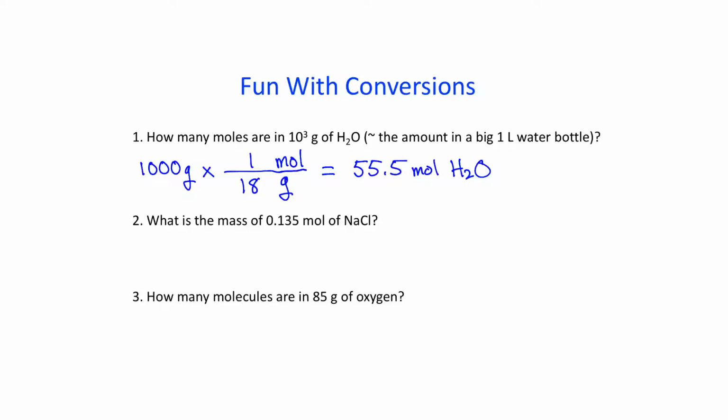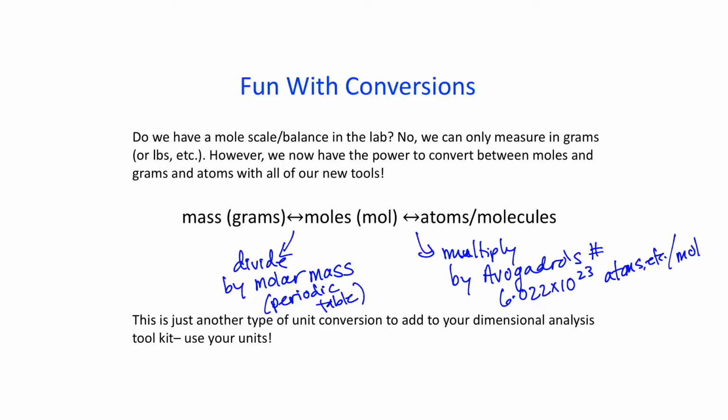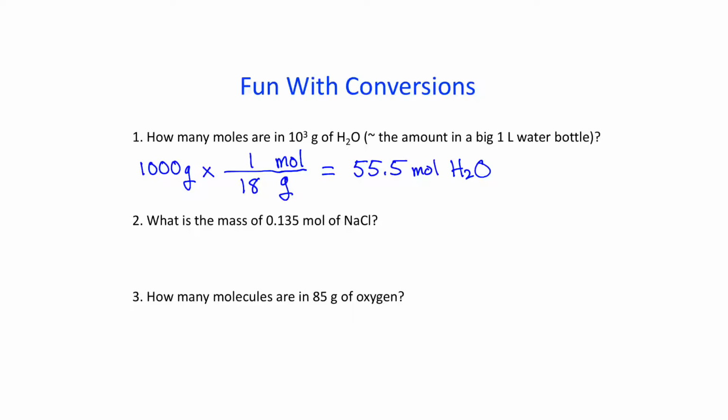So why don't you pause the video, take a few minutes to work through the other 2 examples and see how you do. Don't forget all of your conversion tricks that we've just introduced. Remember you have the trick of your molar mass, grams per mole, as a conversion factor. And we also have Avogadro's number, atoms or molecules per mole. So take a few minutes and try your hand at examples 2 and 3, and then you can check back here and see how you did.